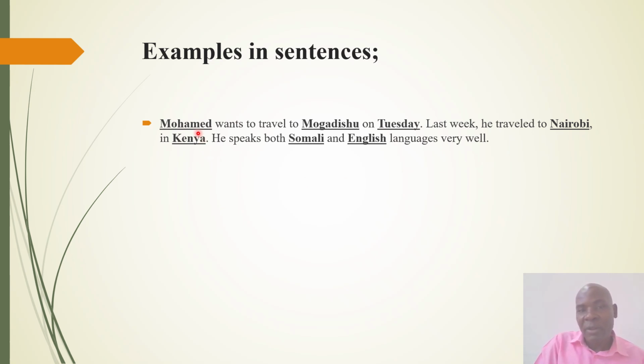So in this example, Mohammed is our proper noun. That's the name of a person. It is starting with a capital M. Mogadishu is a place, starting with a capital M. Tuesday is a day, starting with a capital T. Nairobi is a place, capital N. Kenya is a place, capital K. Somali is a language, starting with a capital S, just like English is also a language, starting with a capital E. So from all these examples that you are seeing on my screen, remember, proper nouns must start with the capital letters irrespective of where they are in the sentence. That is the rule.